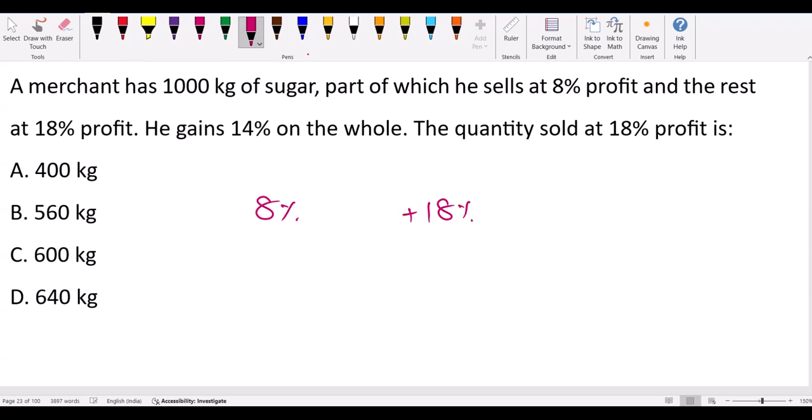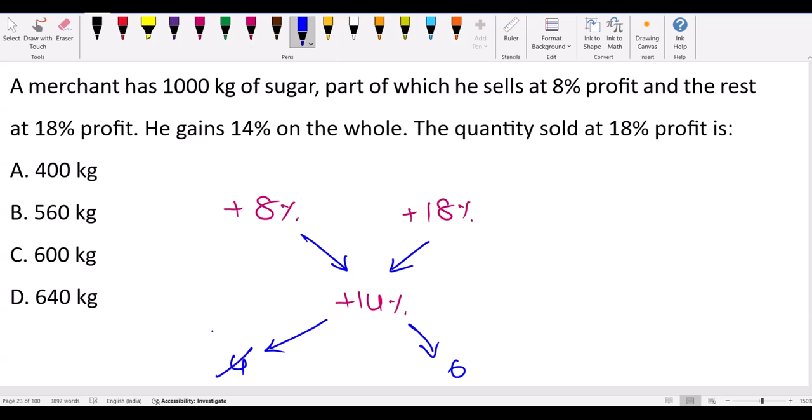Plus 8, plus 18, because of profit. If it is a loss, you should write negative. Overall 14% is the gain. Now take the difference and put it on the opposite side. The difference should be positive. 18 and 14 difference is 4. Here, take the difference and put it on the opposite side. 14 and 8 difference is 6. The difference should always be positive. Okay, 4 and 6.